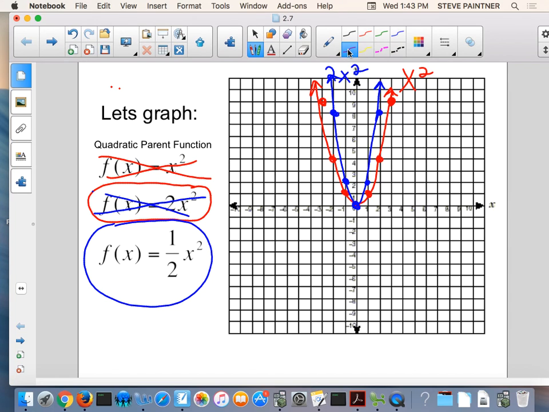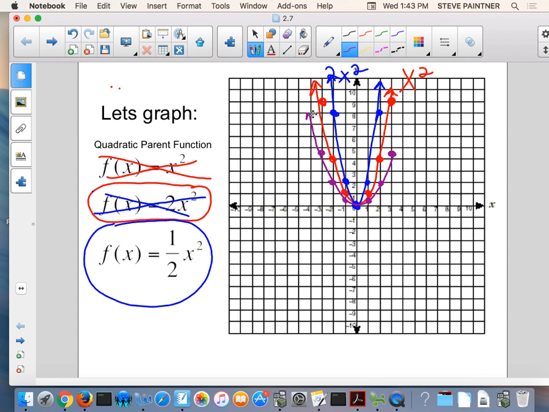Okay. Here we go. Normally the parent goes over 1, up 1. You're going to go over 1, up a half. Half of 1 is a half. Normally you go over 2, up 4. Half of 4 is 2. Can you already see it's flatter? Over 3, up 9. This would be 4.5. And then I would mirror, and mirror, and mirror. Here we go.